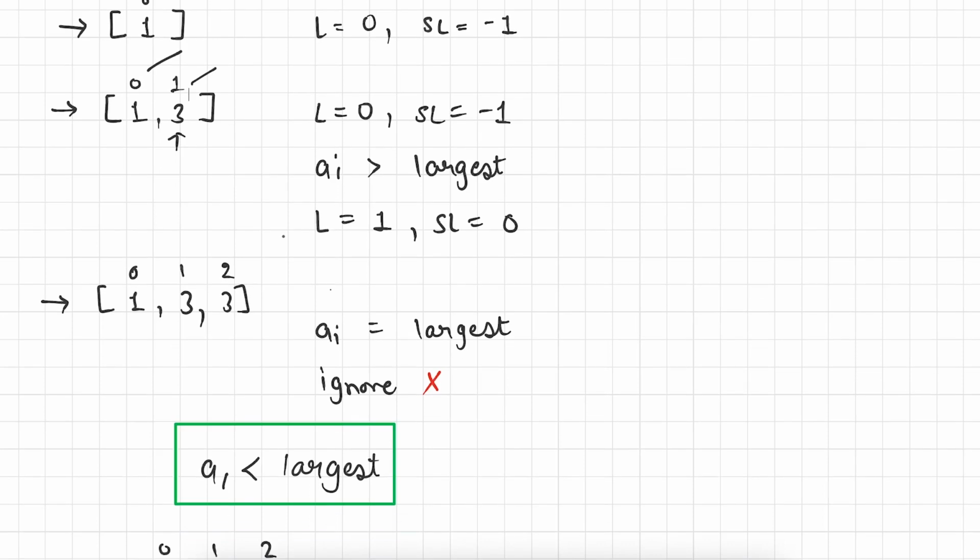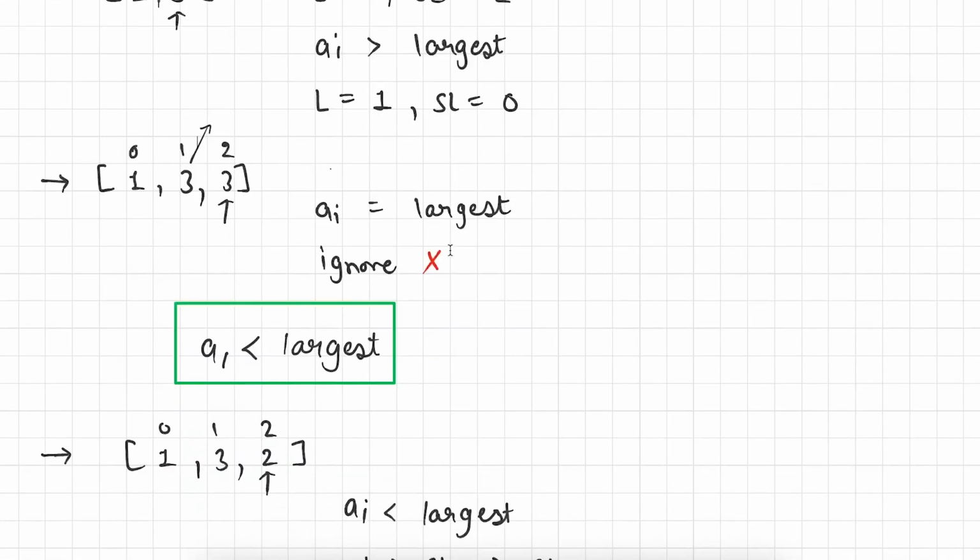Now what happens if we get a new number that is exactly equal to the largest element? In this case we are getting 3, and this 3 is exactly equal to the largest element, which is 3 only. So in this case we do not have to do anything, we just have to ignore this case.